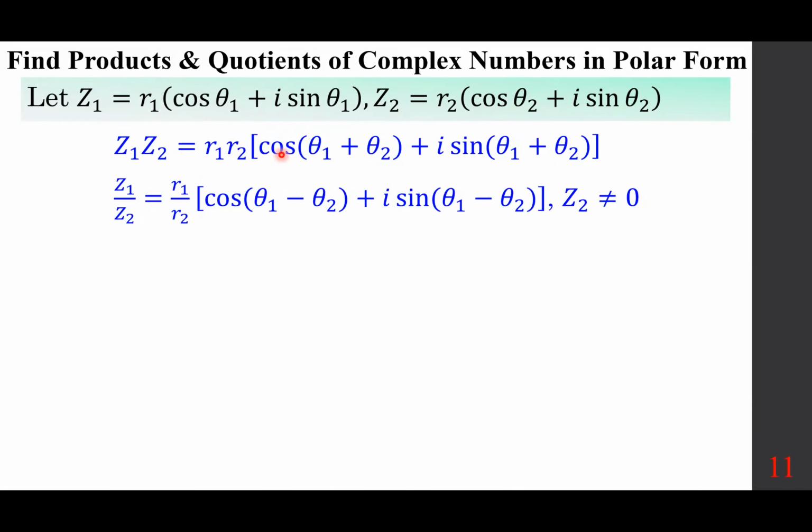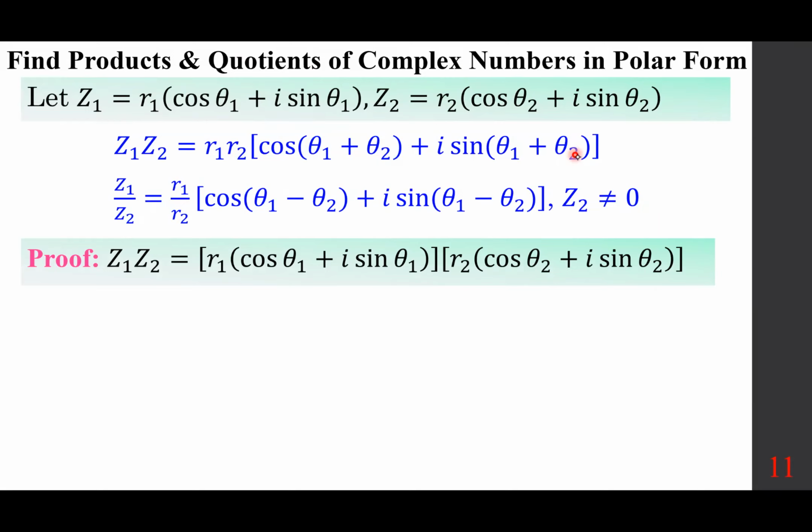Let's quickly look at one of the proofs, the first one. So I'm looking at the multiplication. We are going to multiply z1 by z2, where z1 is the first one and z2 is the second one. To multiply these two, we have to distribute. First of all, it's r1 times r2. Then cosine of theta 1 times cosine of theta 2.